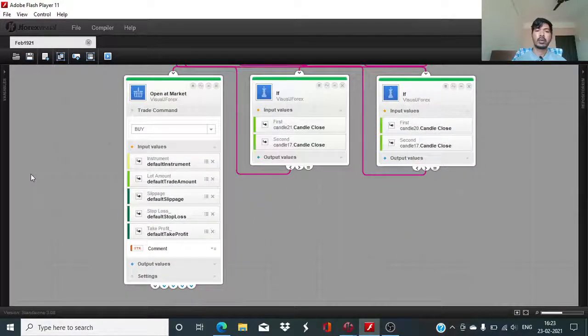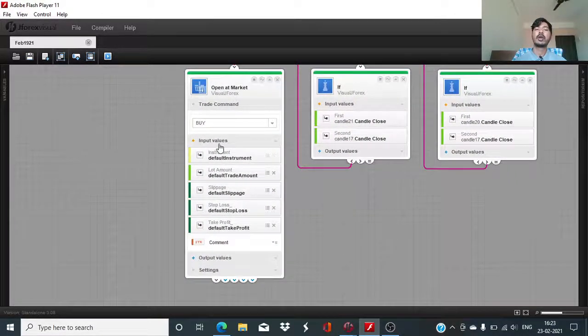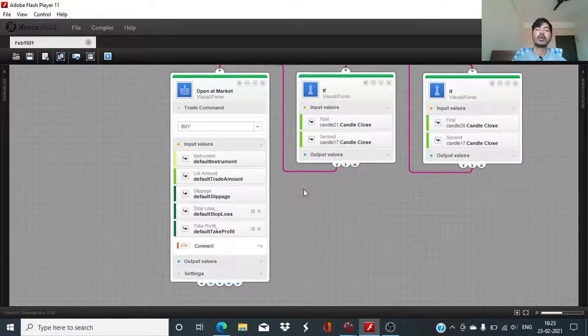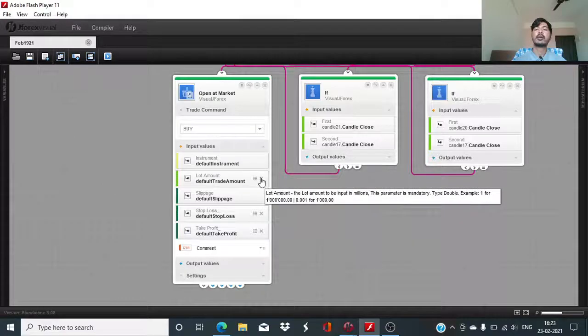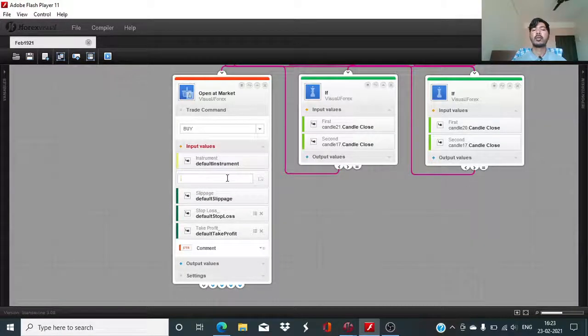And now comes the moment of defining these input values for this order block. And for lot amount, I think 0.1 million should be good enough. It is of course going to be dependent on the equity in your account. Slippage is going to be 2 pips.